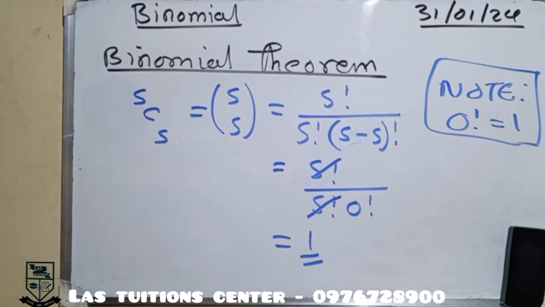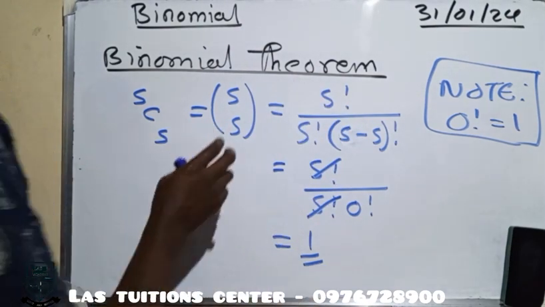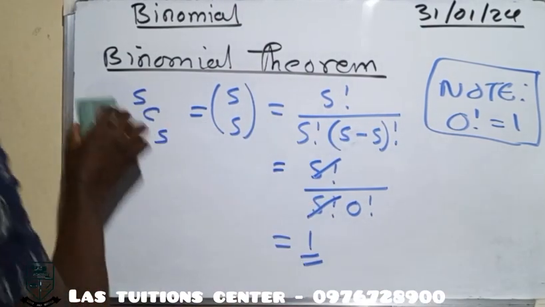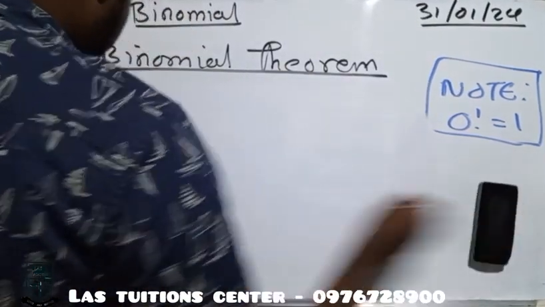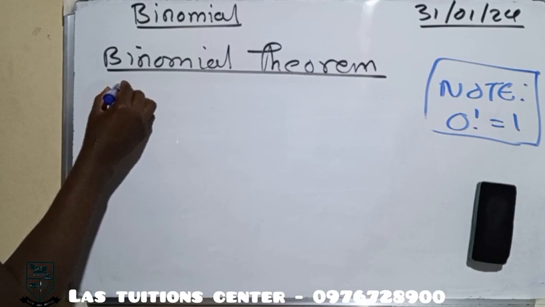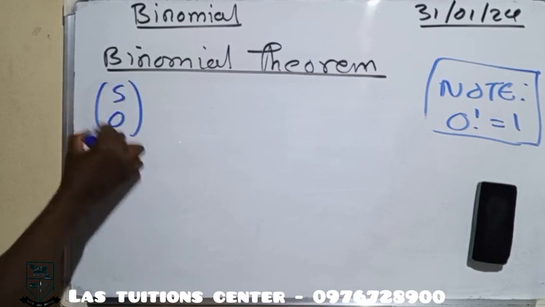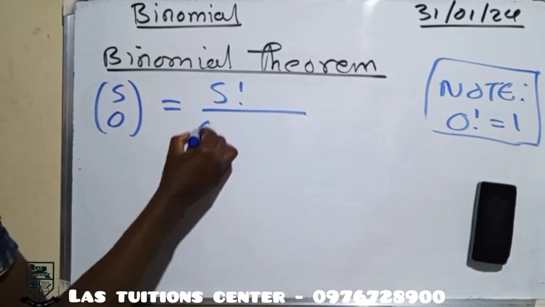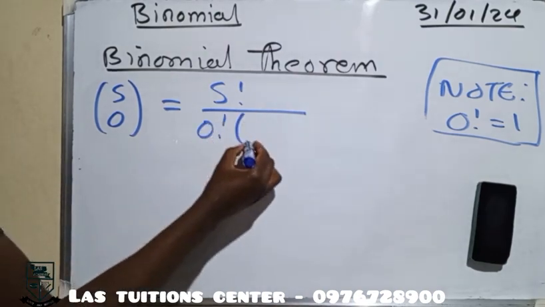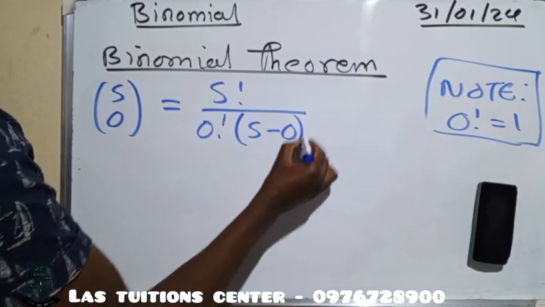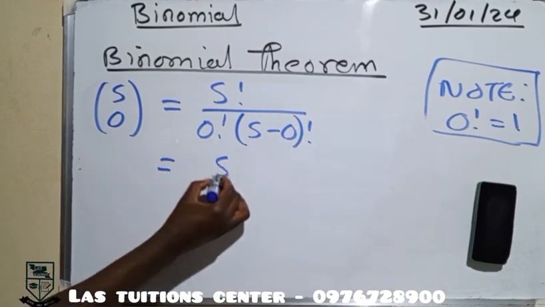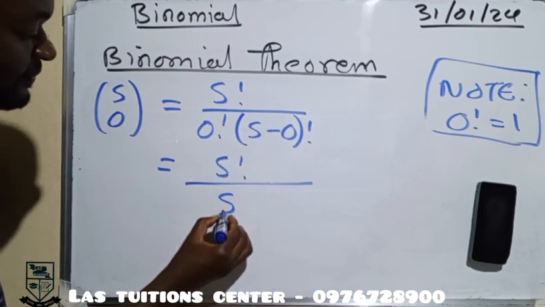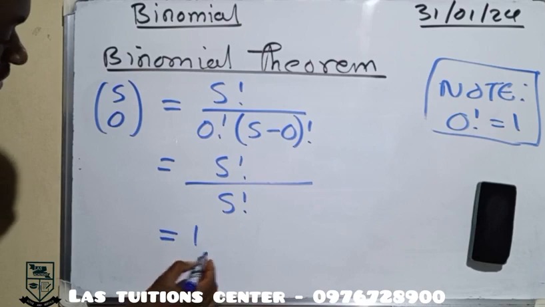So any number, choose the same number, we get a 1. Then the other thing we need to understand is when we have 5 choose 0. This is going to be 5 factorial over 0 factorial times (5 minus 0) factorial. So 5 factorial over 0 factorial is 1 and 5 minus 0 is 5 factorial. So this gives us a 1 as well.